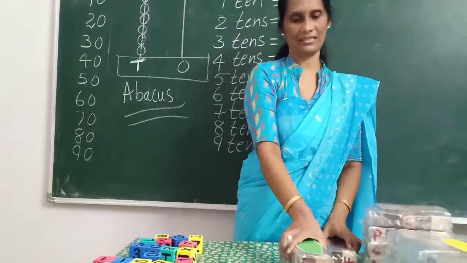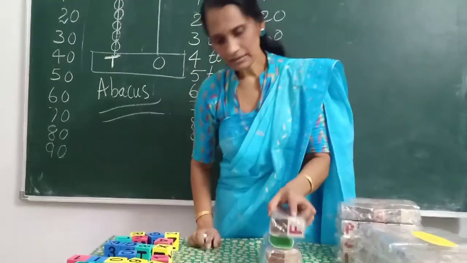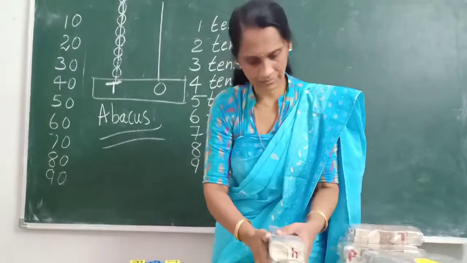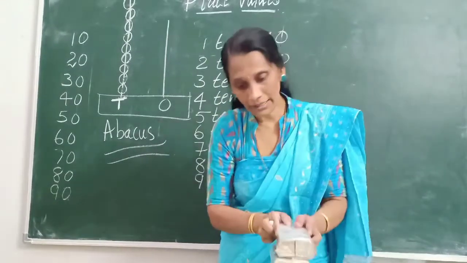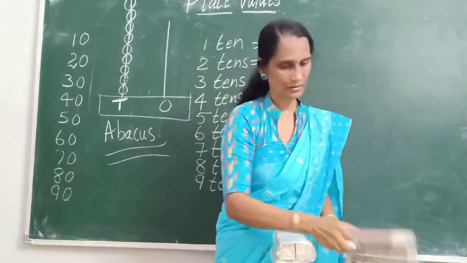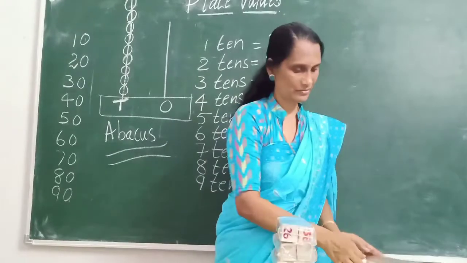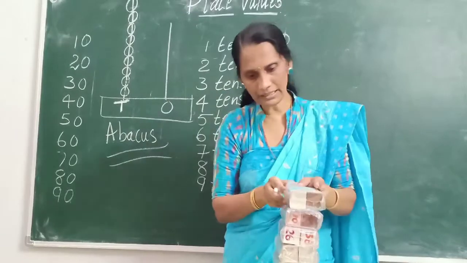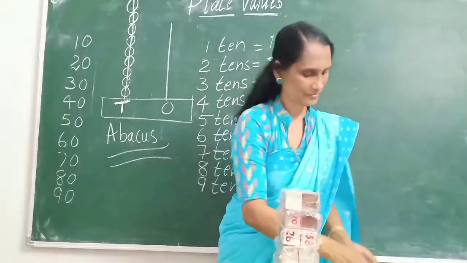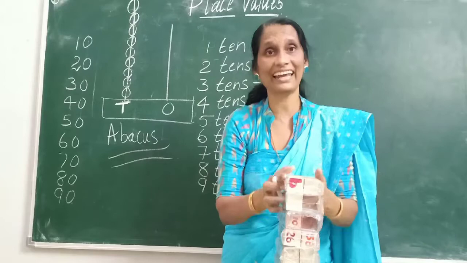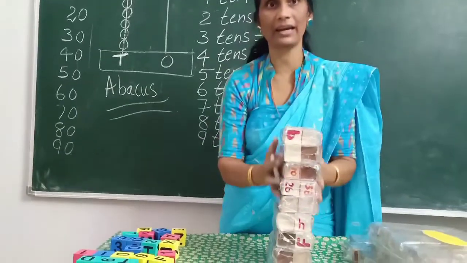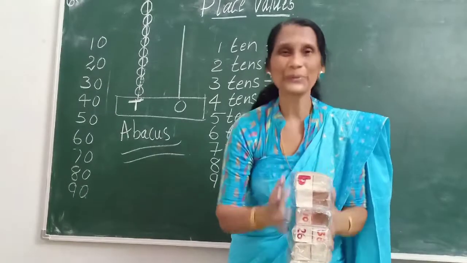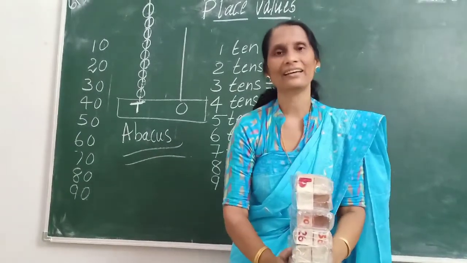2 10's. 3 10's. 4 10's. 5 10's. 6 10's. 7 10's. 8 10's. 9 10's. So how much did it become? 9 10's. 9 10's is equal to 90.